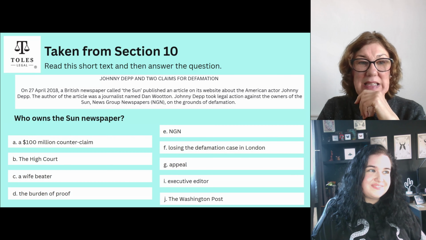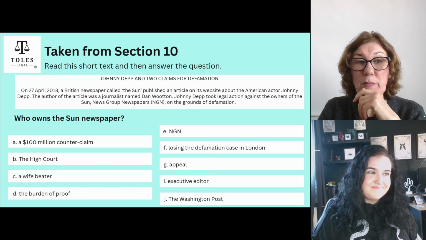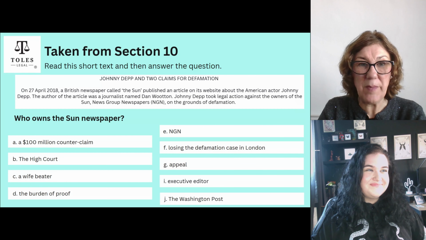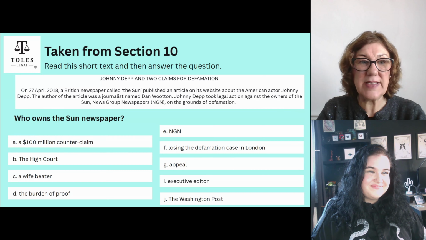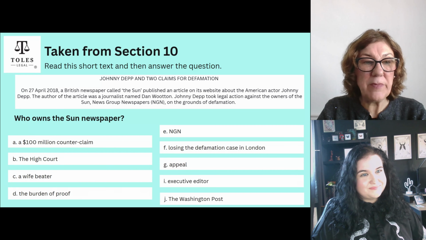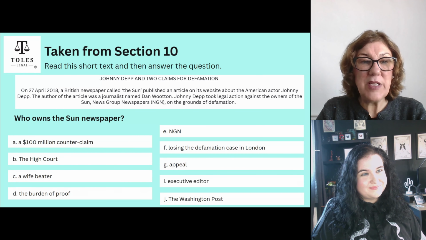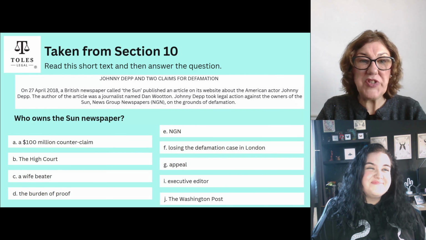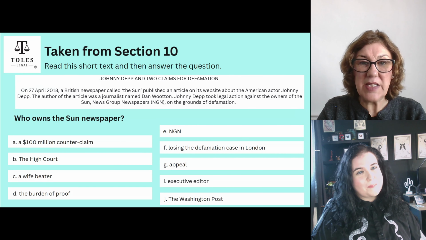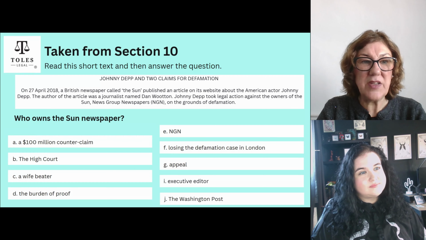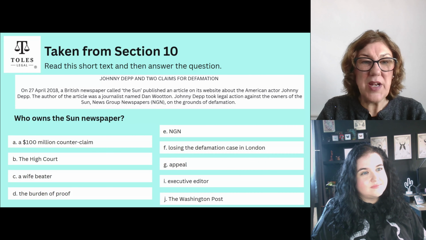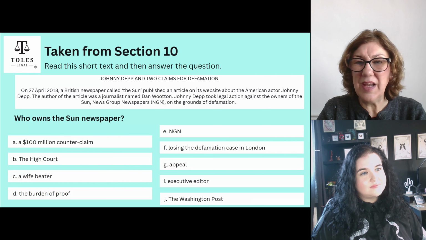So, it's a story with 10 comprehension questions, and we give you 10 answers to choose from. I'll read you the text. On the 27th of April 2018, a British newspaper called The Sun published an article on its website about the American actor Johnny Depp. The author of the article was a journalist named Dan Wootton.